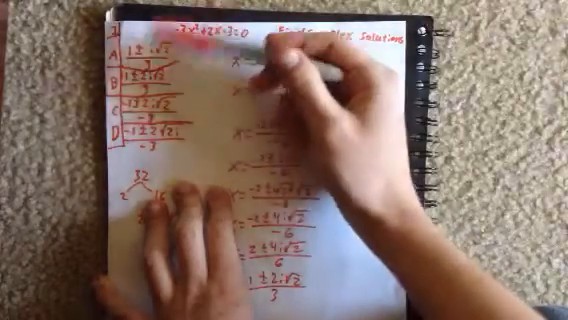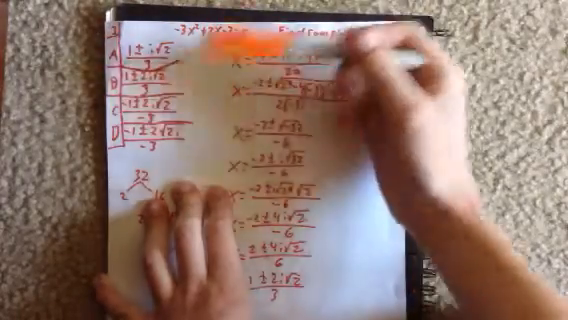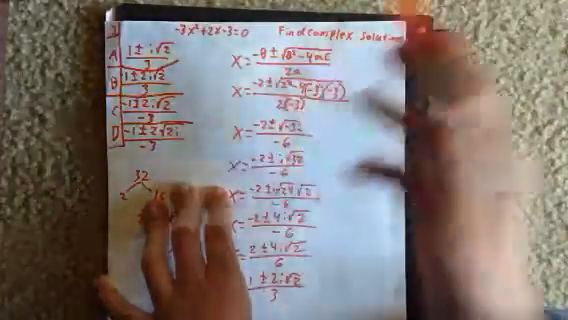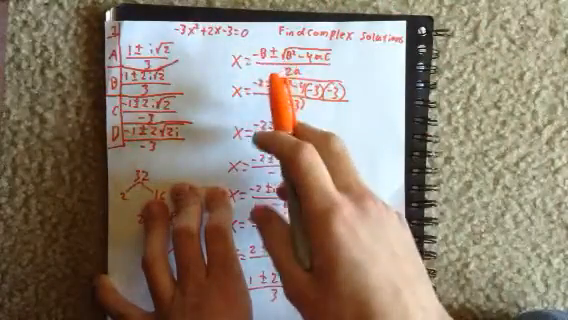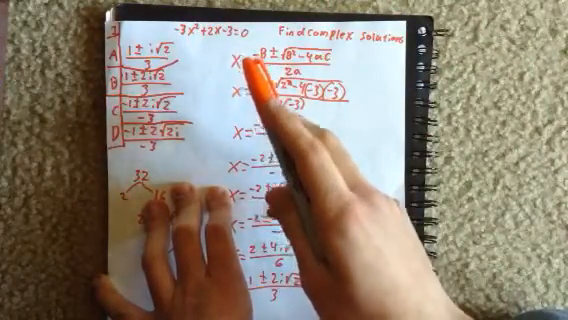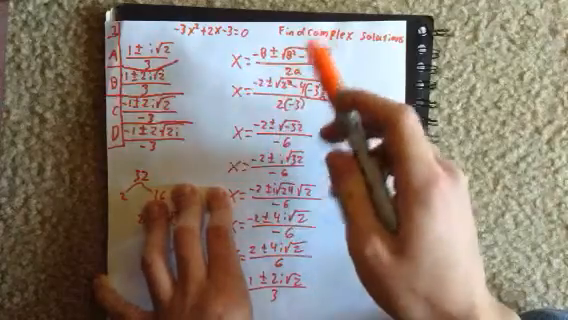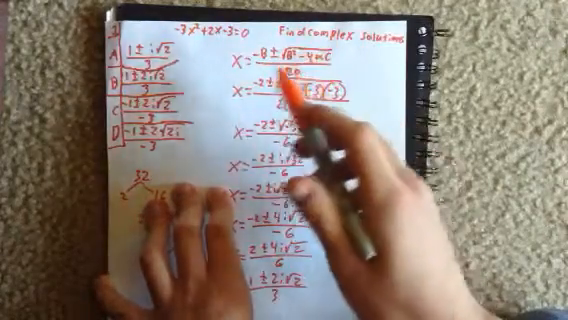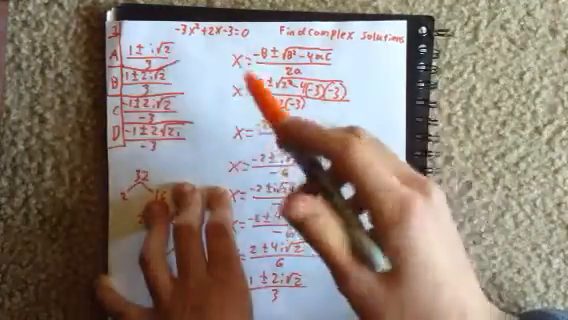The answer is going to be one of these 4, and we're going to figure out which one by using the quadratic formula, which says that x equals negative b plus or minus the square root of b squared minus 4ac, over 2a.